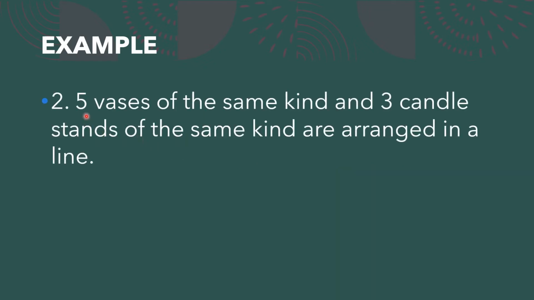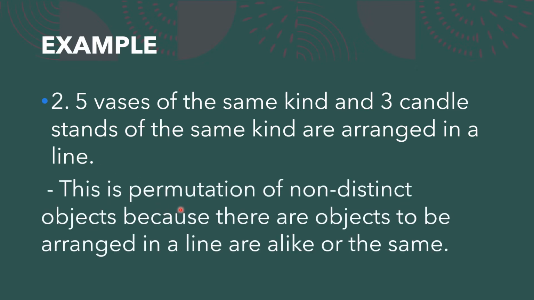Next example, we have 5 vases of the same kind and 3 candle stands of the same kind arranged in a line. So this one is a non-distinct permutation because there are objects to be arranged in a line, of course, and some objects are alike or the same because of the words same kind. So we have 5 vases of the same kind and 3 candle stands of the same kind also. So this can be considered as non-distinct permutation.